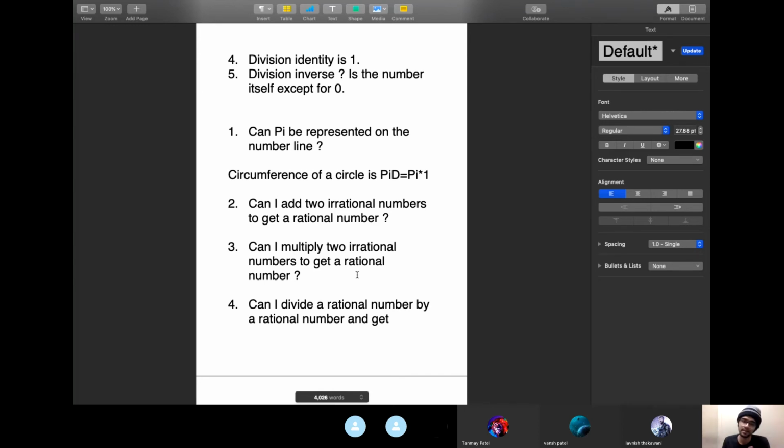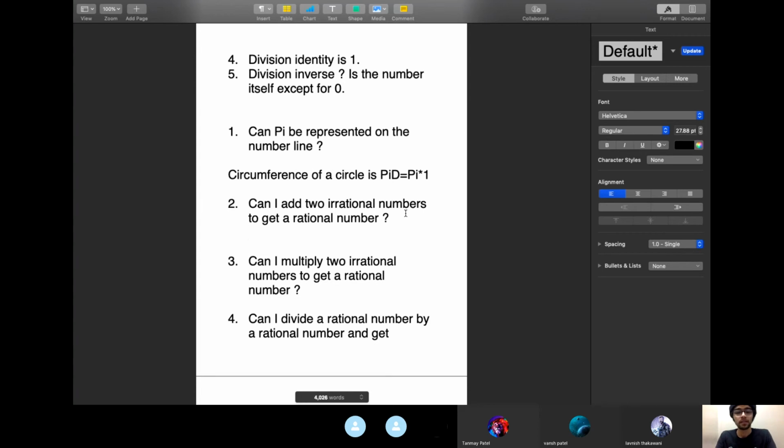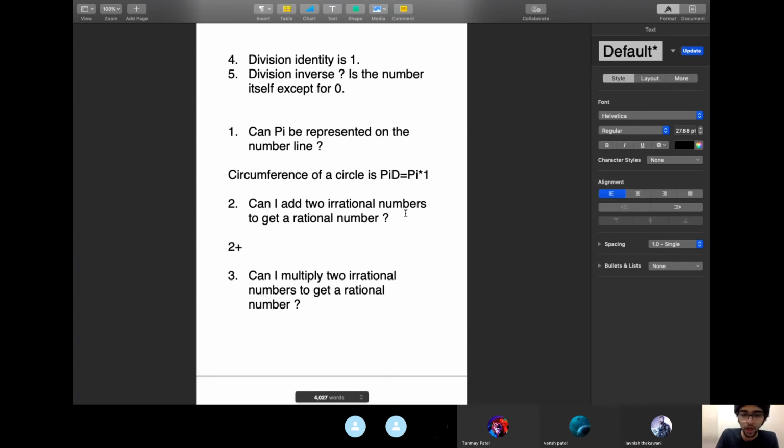Okay, so here I have an example where we can add 2 irrational numbers and get a rational number. Suppose one number is 2 plus root 2. I cannot write this in a better way here because I don't have all the tools. And let me say that the other number is 2 minus root 2.